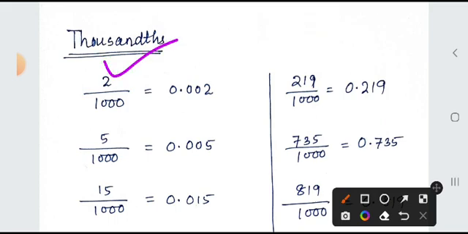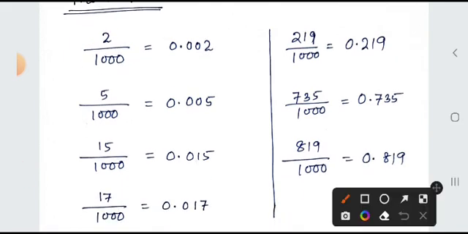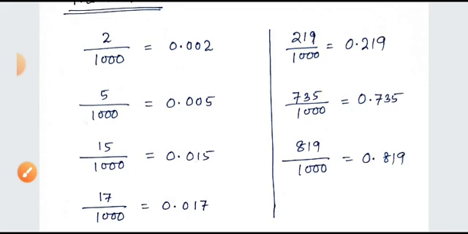Suppose we have two upon thousand, then it will be written as 0.00 and 2. It is written on the thousandths place. Okay, likewise, suppose we have five upon thousand, then 0.0 on the tenths place, 0 on the hundredths place, and 5 will be on the thousandths place. Likewise, when we have 15 upon thousand, it will be written as 0.0 on the tenths place, but as we have here two digits and we have to write up to thousandths place, so 1 will be on hundredths and 5 will be on thousandths place.